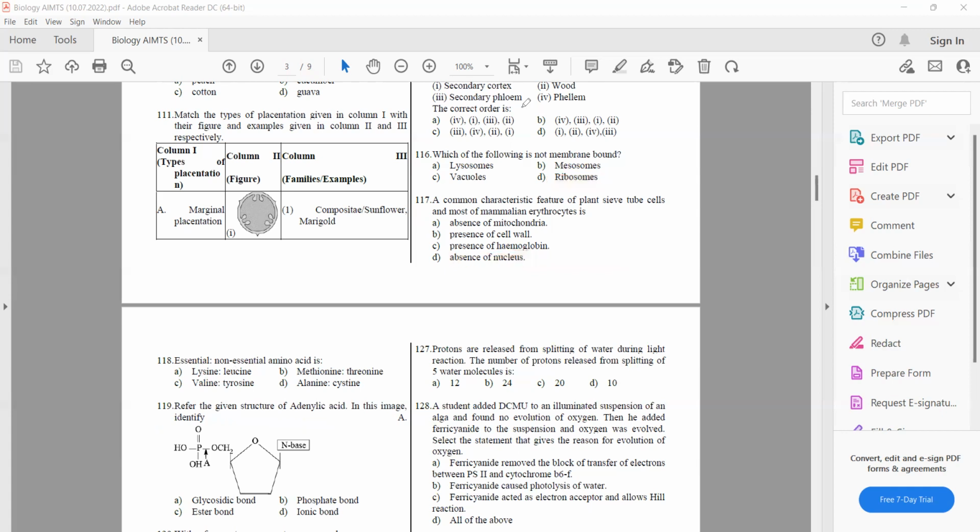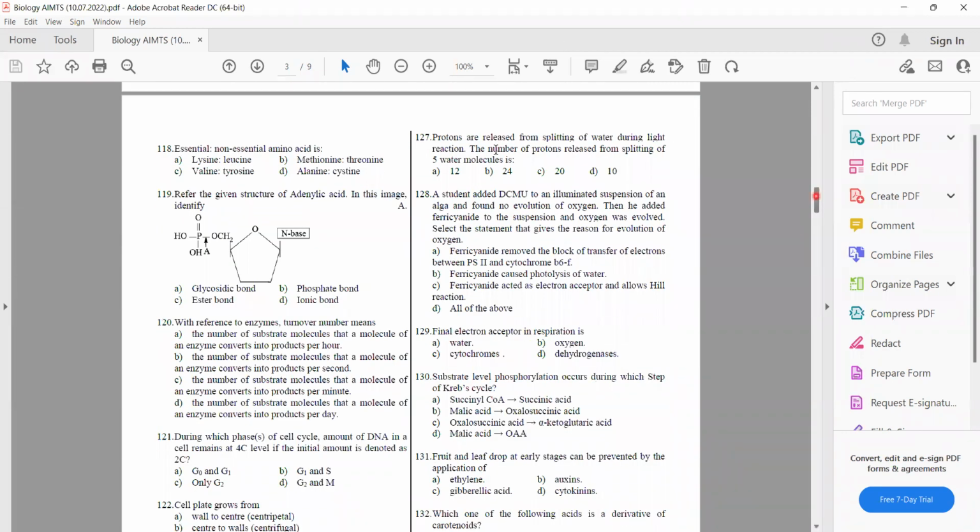The next question will be 118, essential and non-essential amino acid is. So when we talk about this, the essential amino acid is valine and the non-essential amino acid will be tyrosine.